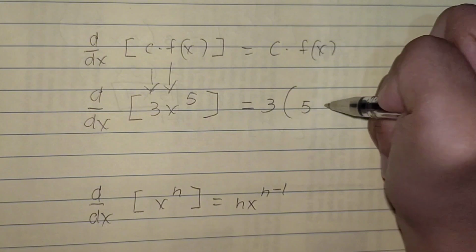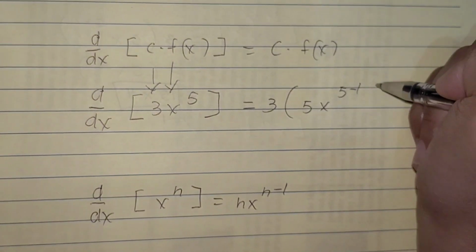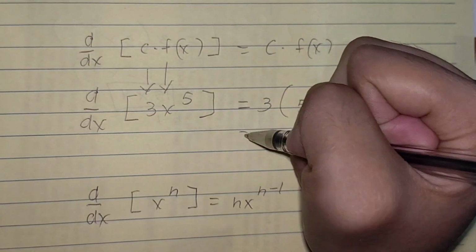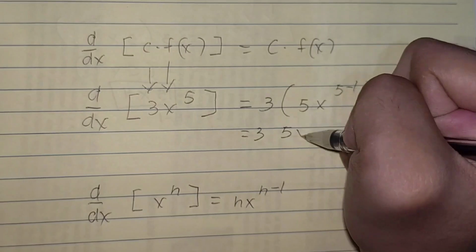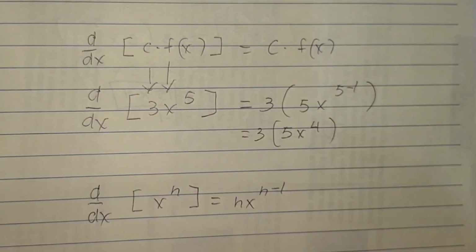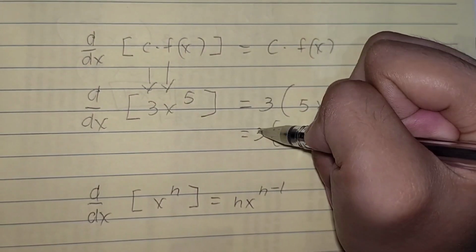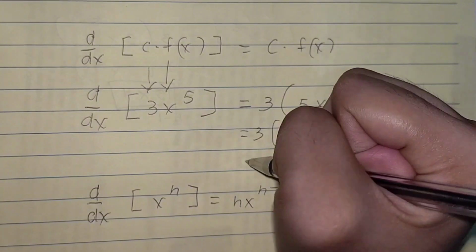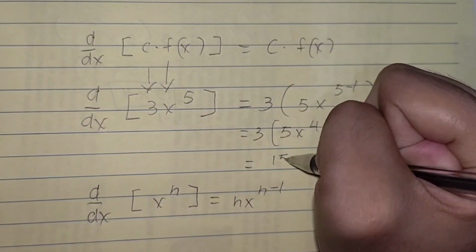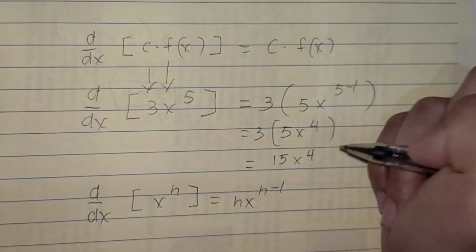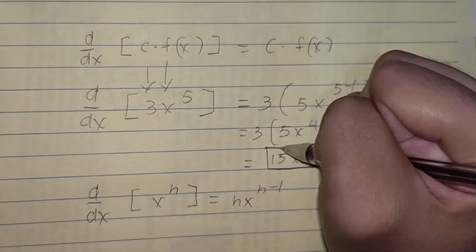So, that's going to be 5 times x raised to the 5 minus 1. Now, 5 minus 1 is 4. And now, we can multiply the 5 by 3. 3 times 5 is 15. And so, this will give us 15 times x to the 4th power. Go ahead and try another example.